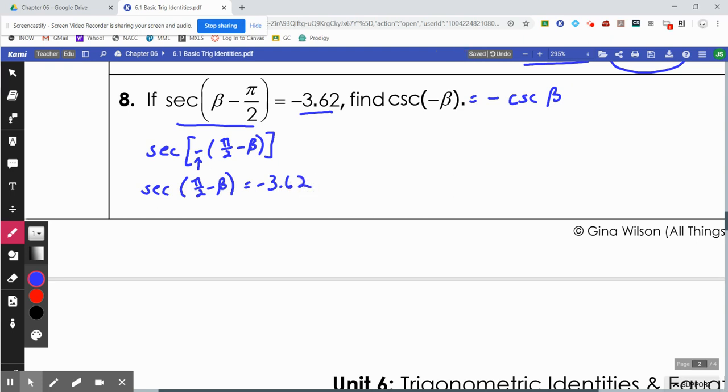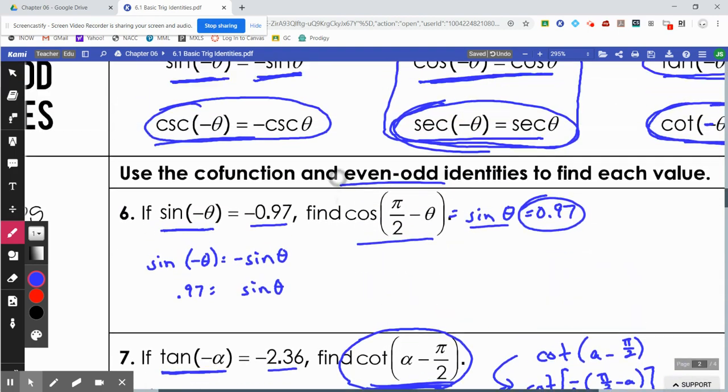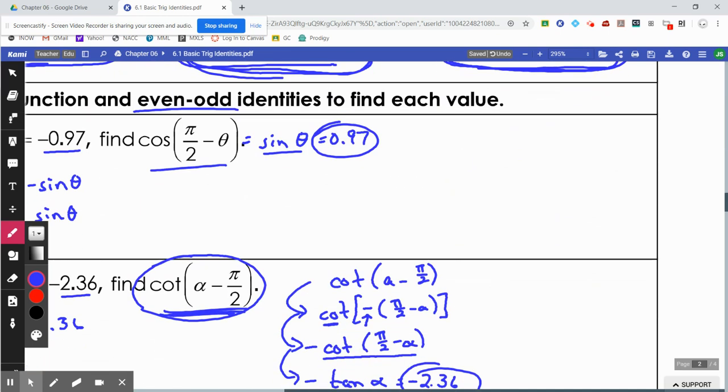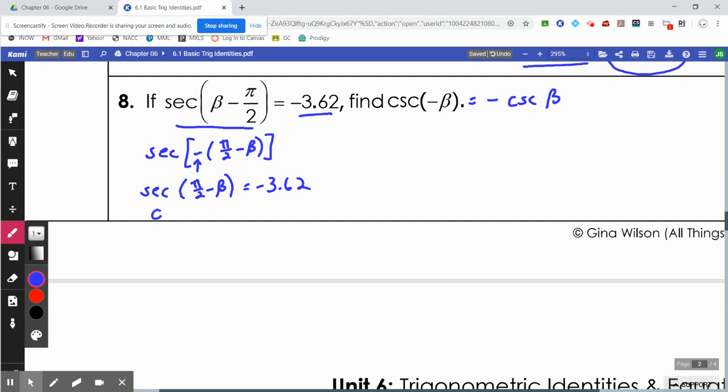So the secant of pi over 2 minus beta, let's see what we can do with that now. The secant of pi over 2 minus beta is right here. Oh no, it isn't. The secant of pi over 2 minus beta is here, pi over 2 minus angle. We can replace this with the cosecant of that angle. So therefore, we are now told that the cosecant of that angle beta is also equal to negative 3.62. And we're asked to find the negative cosecant. All we have to do is multiply both sides by negative 1. And you have the negative cosecant of beta, which is what you're looking for, would equal positive 3.62. So that would be your final answer.